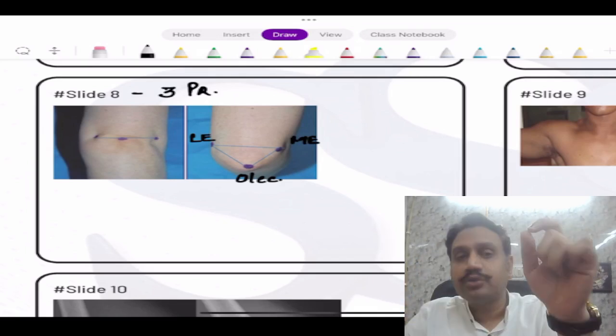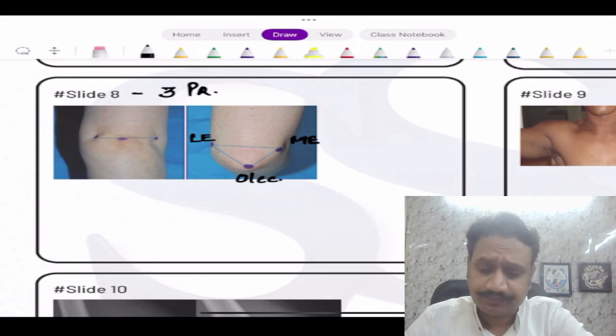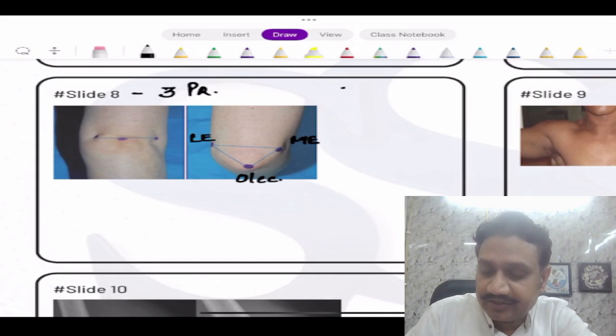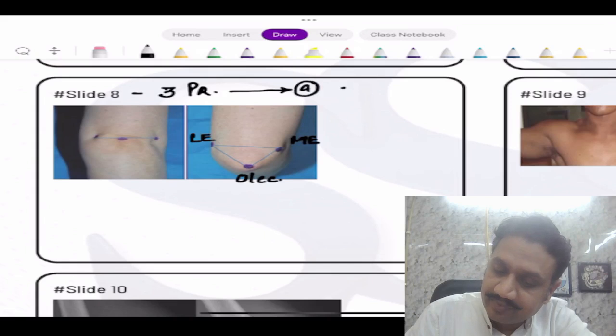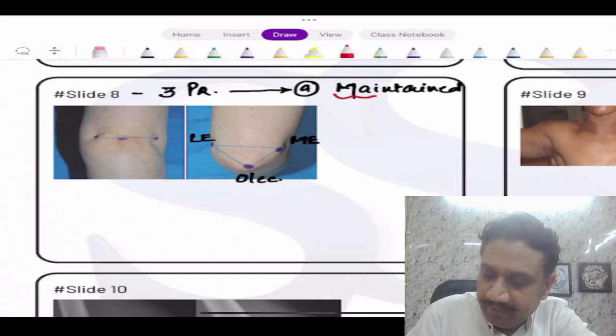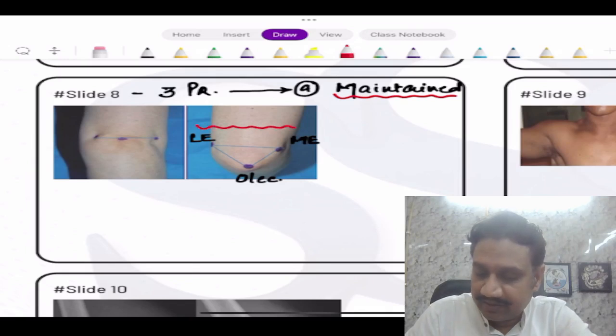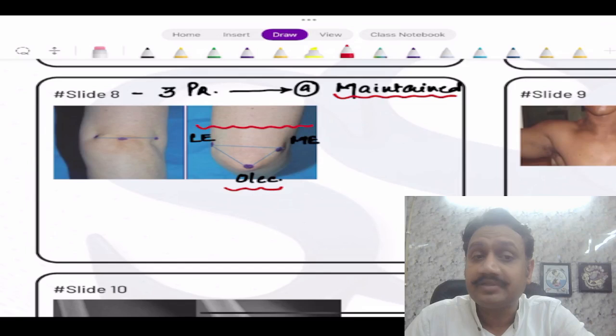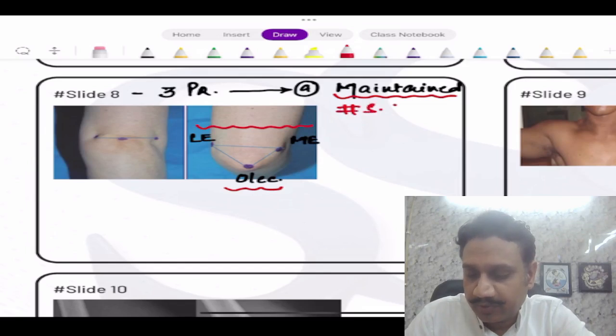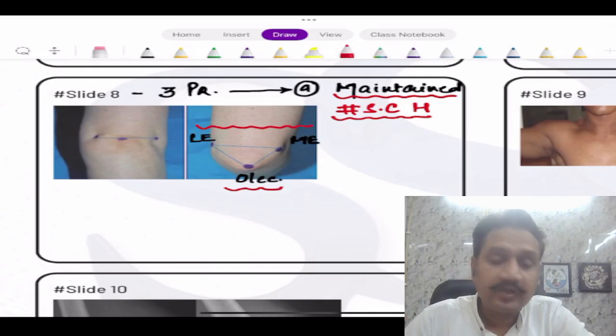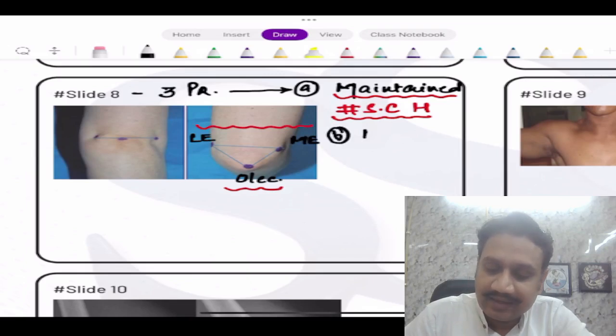Now they ask you the question: in which cases is the 3-point relationship maintained? It will be maintained in the fractures which are not going to touch the 3 points. That means a fracture happening above the condyles, or below the olecranon. A fracture which happens above the condyles we call simply a supracondylar fracture of the humerus, about which we have discussed one of the points above as well.